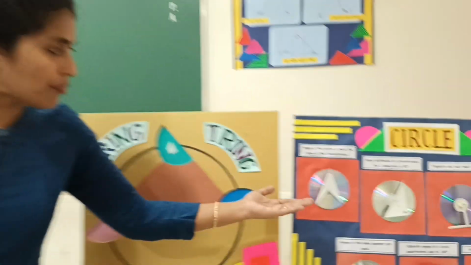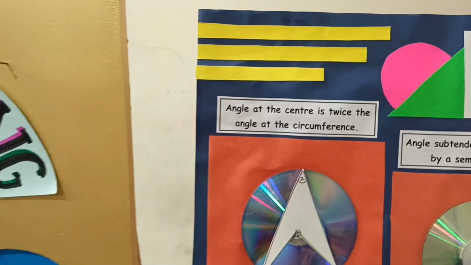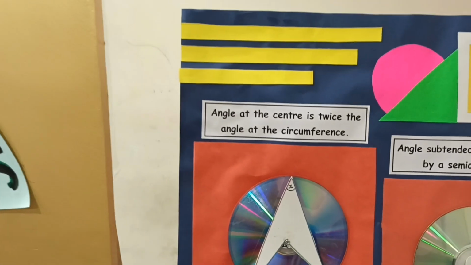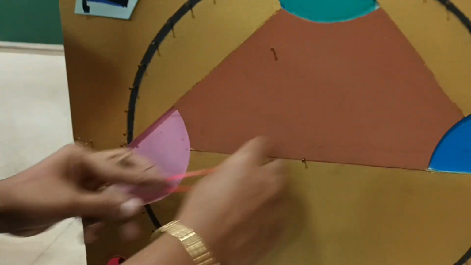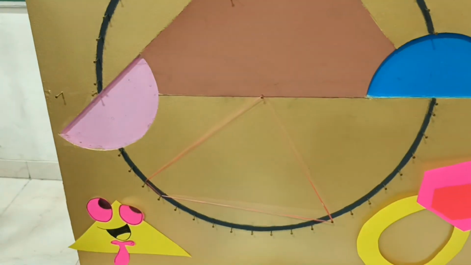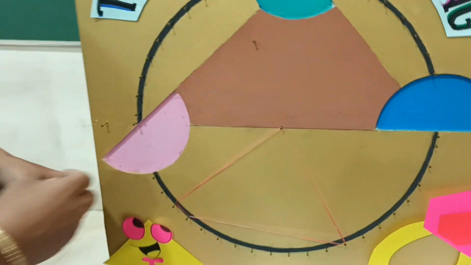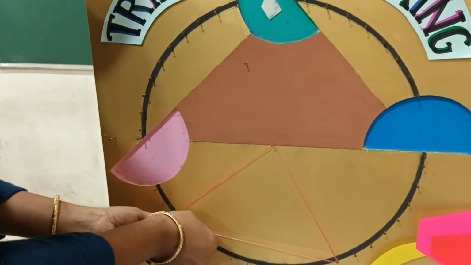The first concept which we can teach in circle is angle at the center is twice the angle at the circumference. So for that, with the help of these rubber bands, we are going to make angle at the center. This is my angle at the center. Now I am going to make angle at the circumference. The same thing.